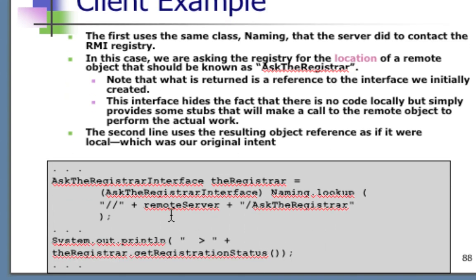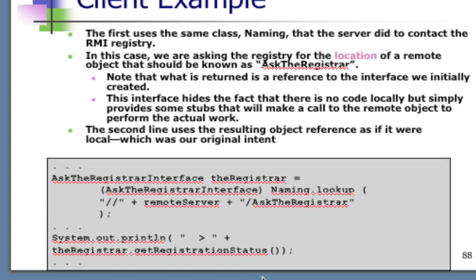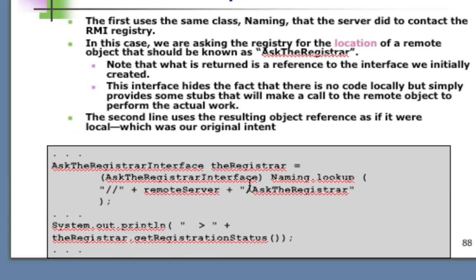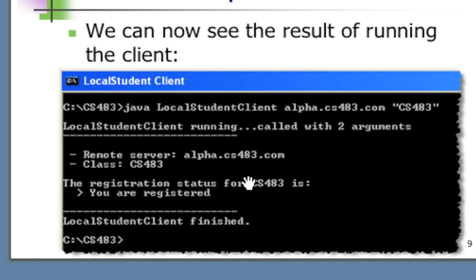So the second line here is the Ask the Register for the actual location. So now we're going to see the results by running the client. Let's take a look here. Java local student client. Localhost is what we're going to use there. And we'll pass it CS 483. And we'll hold our breaths on this one.